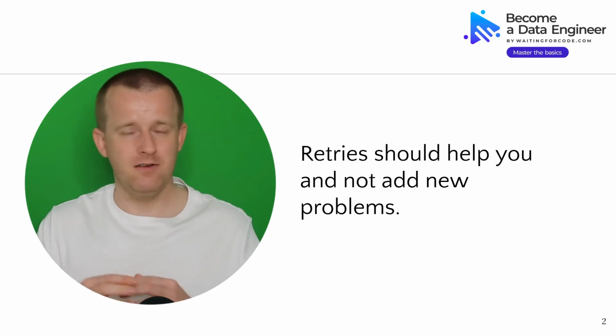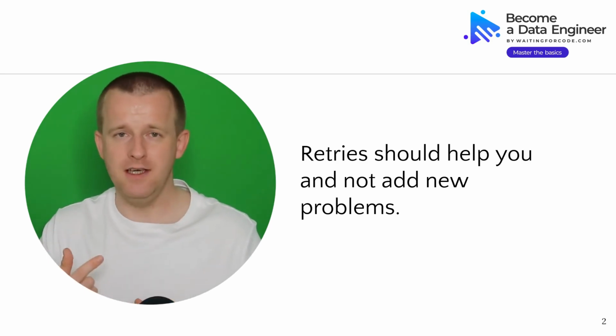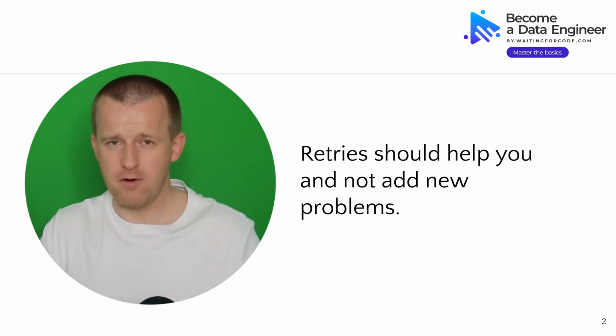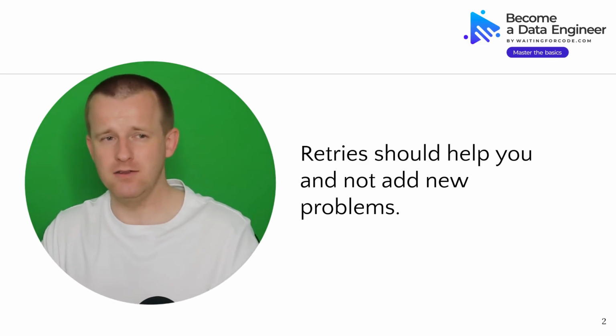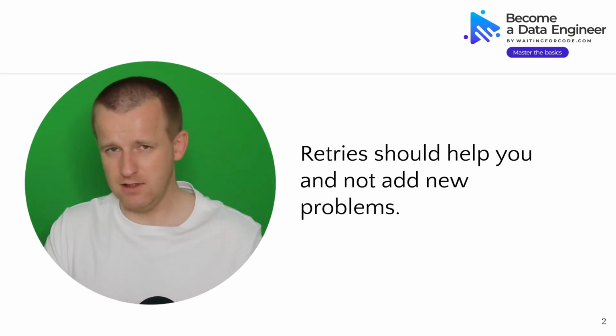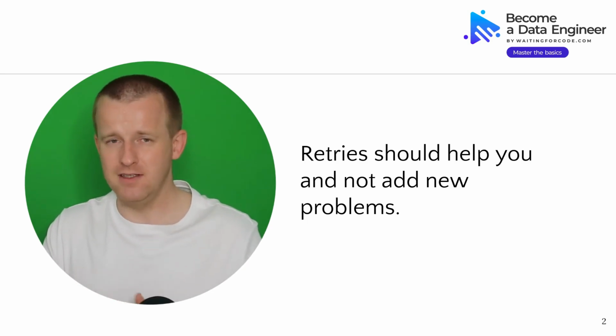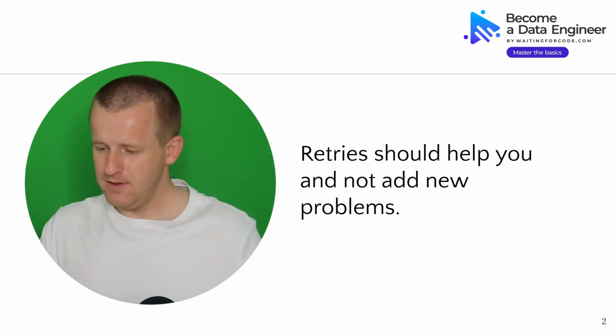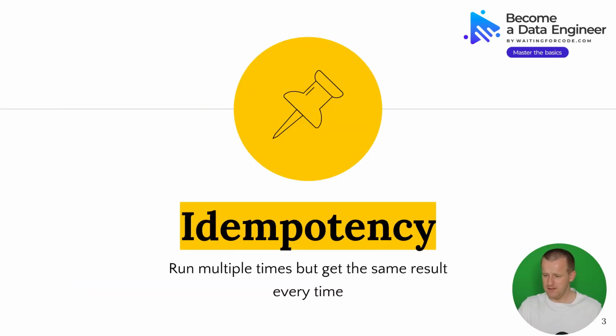But if your pipeline is not implemented with idempotency in mind, you will end up with problems because of duplicated data, because of maybe inaccurate results in your downstream consumers, and different things like that. So why am I talking about this? Just to recall, idempotency is when you run something multiple times and you always get the same results.